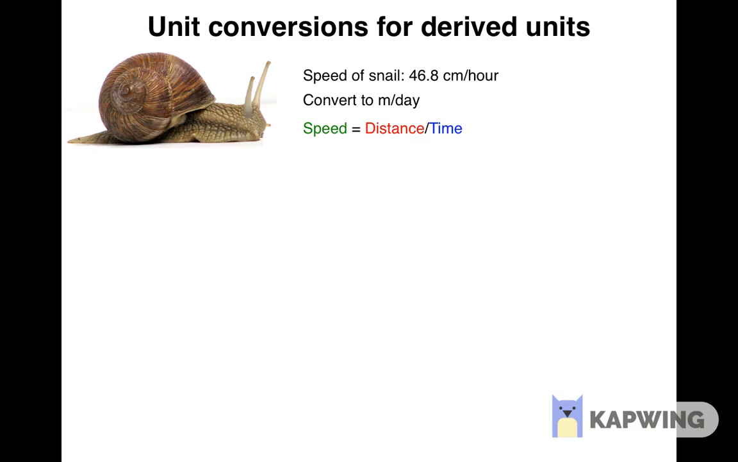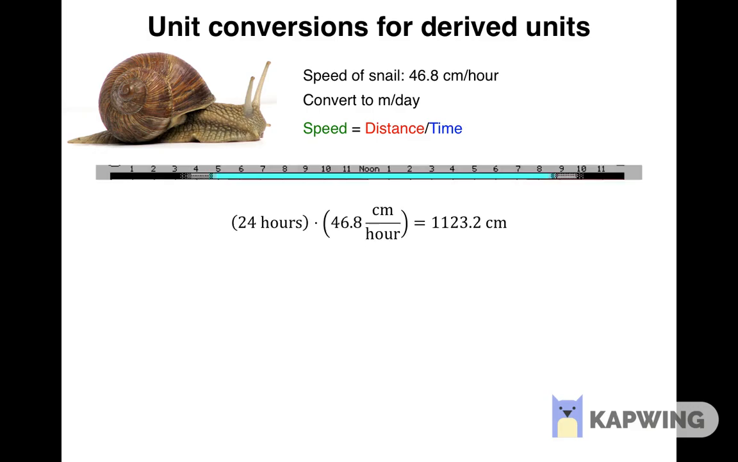Then we can reason as follows. When we say that the snail's speed is 46.8 centimeters per hour, we mean that a snail travels a distance of 46.8 centimeters in 1 hour. What is the distance that it travels in a day then? We know the conversion factors between hours and days. A day is 24 hours. So, in a day, a snail will travel a distance that is 24 times greater than the distance it travels in an hour.